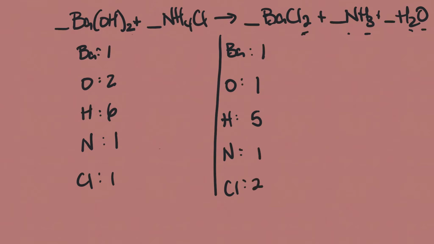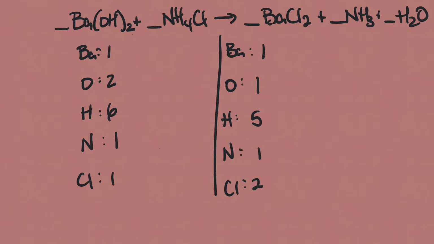And so now, if you just compare the numbers that we have on both sides, you could clearly see that this is an unbalanced chemical equation. We have the same number of bariums, but we do not have the same number of oxygens, nor the same number of hydrogens, nor the same number of chlorines. And so our job is to make those numbers the same.